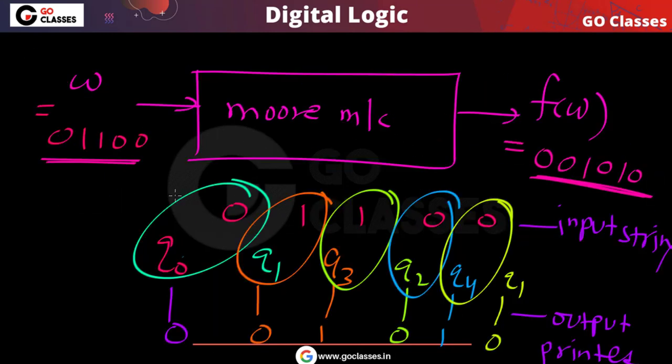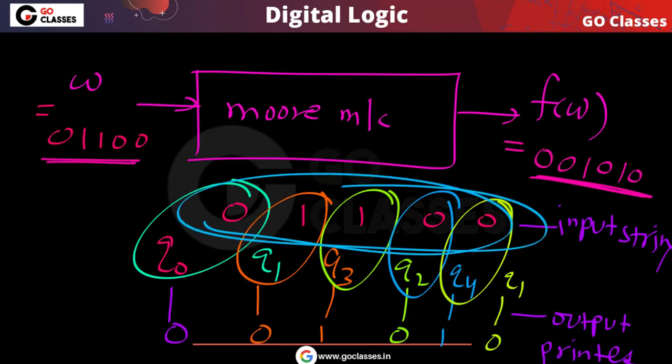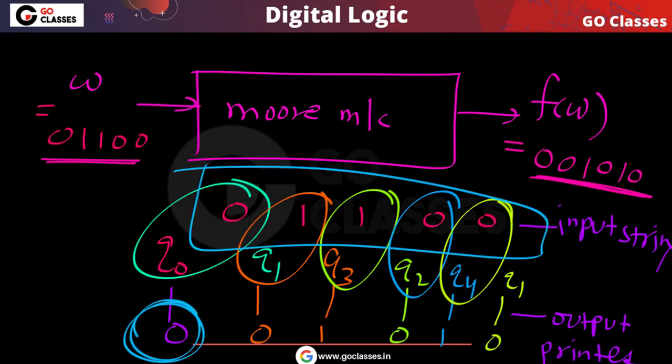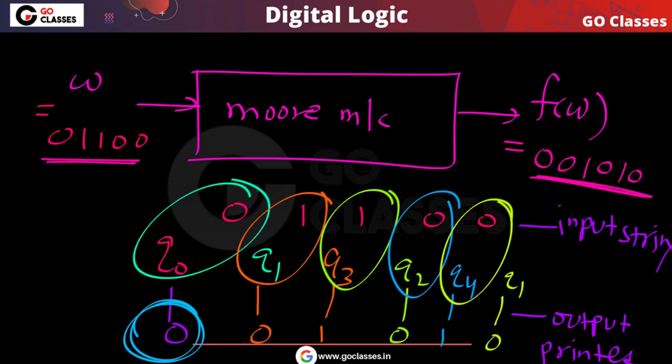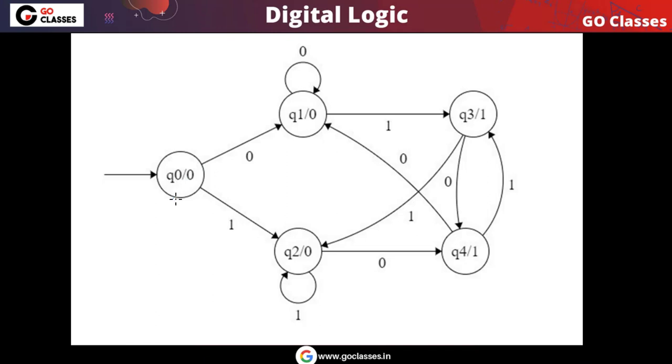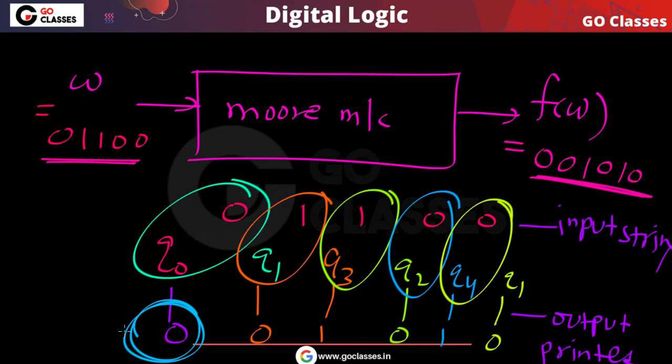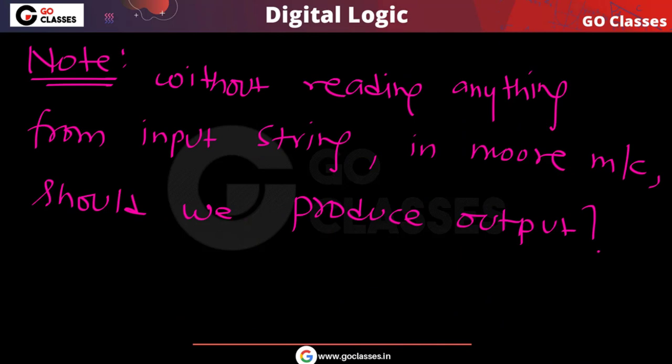Without reading anything. So you can notice here, this is your input string 01100. This is your input string, and this is your initial state. In the initial state, look at this zero. We are not reading anything, yet we are printing this zero, because in this state Q0 we should print zero, since the output depends only on the state. So if you are in state Q0, you should print zero. This first zero we are printing without reading anything. Should we do this? This is my question. And the answer is, this is author dependent.